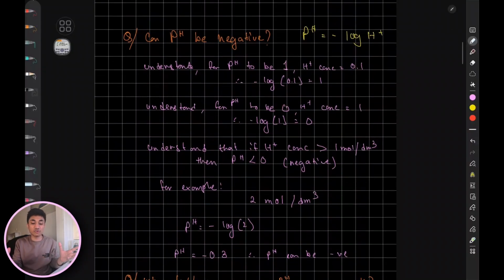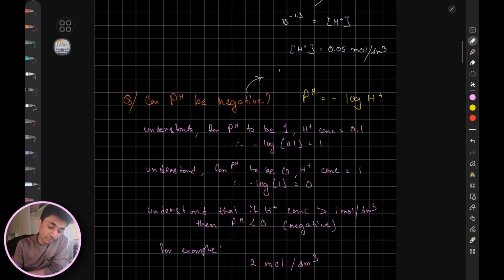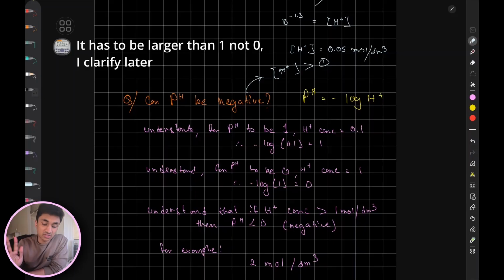If your H plus concentration is positive, say 1 mole per dm cube, then any positive value is going to give a negative pH. As long as H plus concentration is larger than 0, the pH is going to be negative.